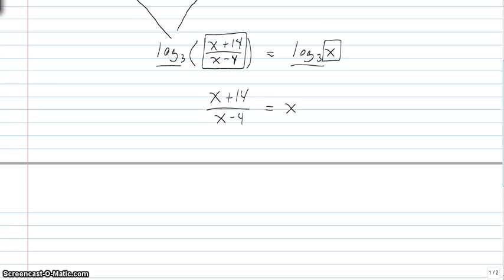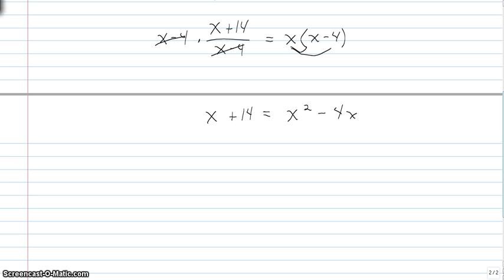And anytime we have our variable in the denominator, it's always a good idea to eliminate that denominator. So multiply on both sides by x minus 4. And then over here on the right side we can distribute x. And this is starting to look like a quadratic equation, so we want to get one side equal to 0, so we can subtract x and subtract 14 on both sides.